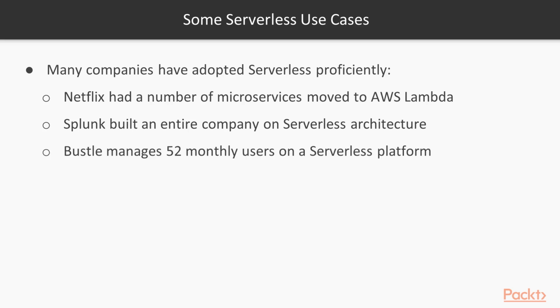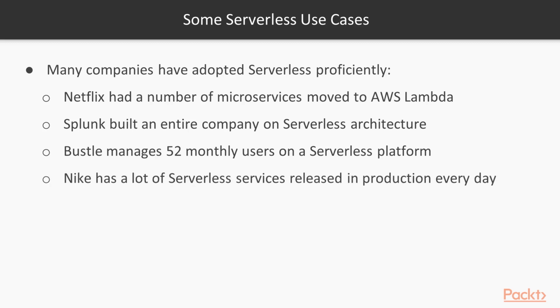Bustle is a media company which has 52 million user accesses on their website each month, and they built their platform completely on the serverless paradigm using AWS Lambda. Nike has a lot of serverless services which back their devices, their website, their one-shot landing pages, and so on, and they release them quickly every day into production.